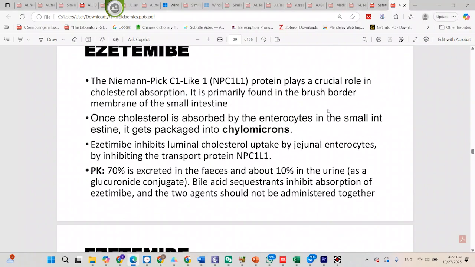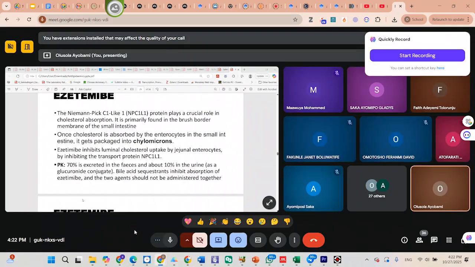So ezetimibe, are you guys following? Yes, sir. All right. The simple thing is that ezetimibe inhibits the absorption of cholesterol from the small intestine. Once you see ezetimibe, just know that what it does is inhibit cholesterol absorption from the small intestine. Of course, you know that it must have a protein target. So the protein is NPC1L1, Niemann-Pick C1-like 1 protein. So that's simple.